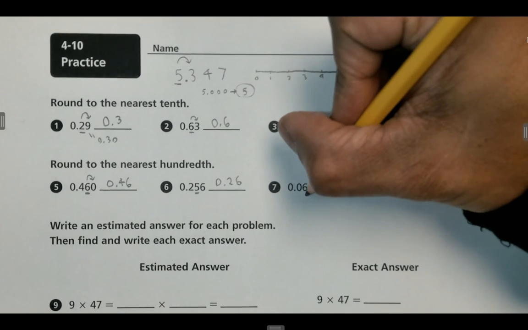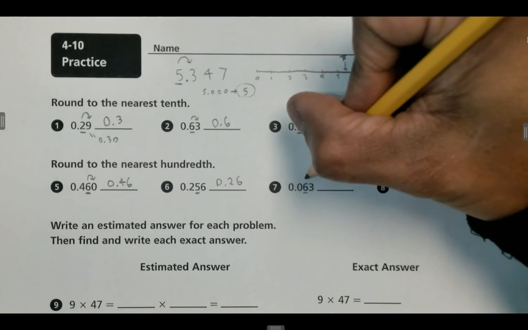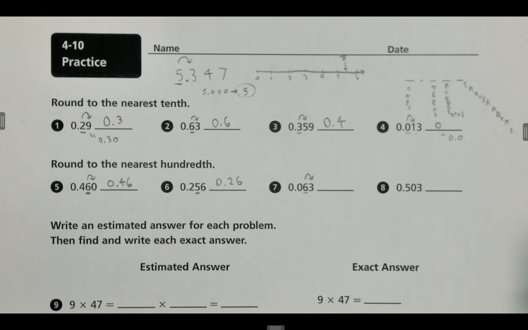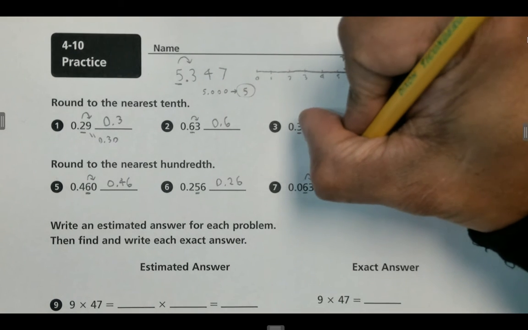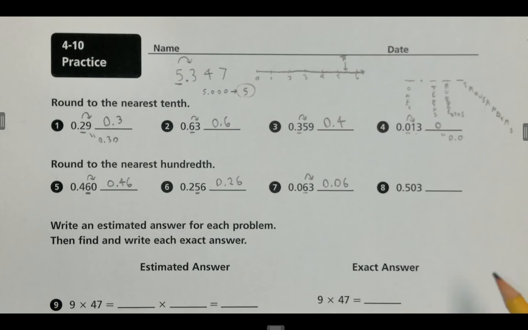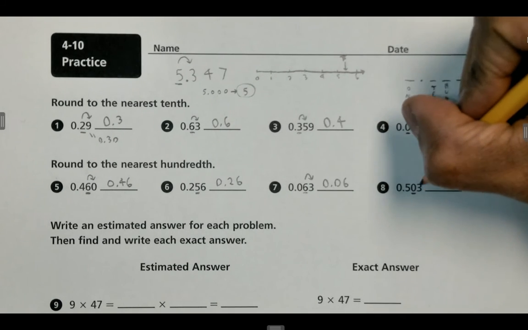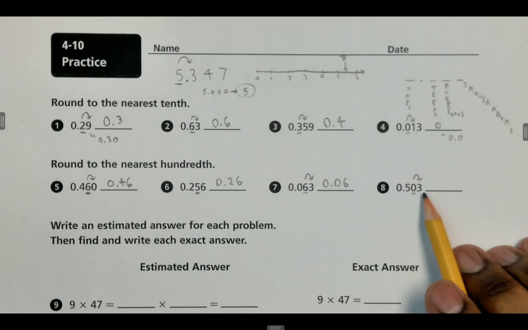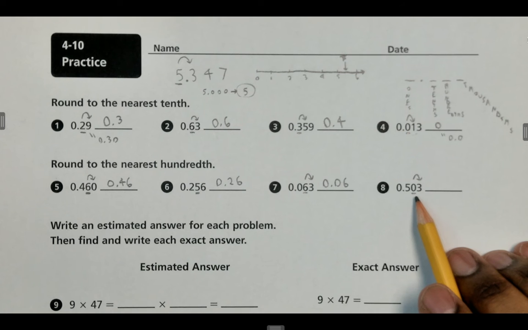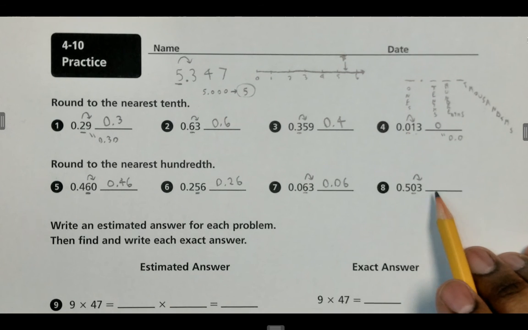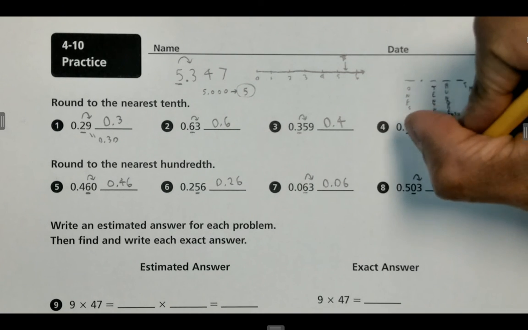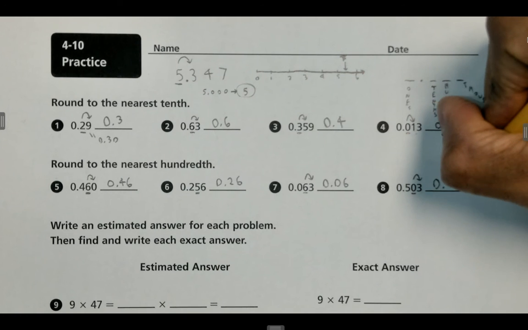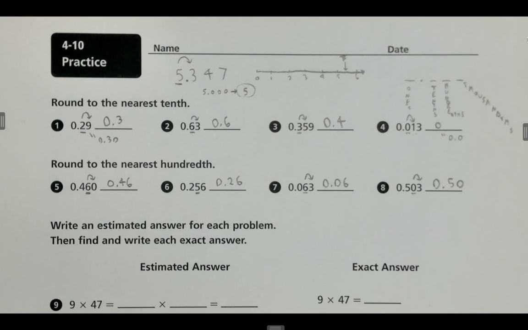63 thousandths. Underline the digit in the hundredths place. The number to its right is 4 or less. This gets rounded down to 6 hundredths. 503 thousandths. Underline what's in the hundredths place. Look at the number to its right. This is 4 or less. I'm going to give this 0 a rest and drop everything to the right. This gets rounded down to 50 hundredths.